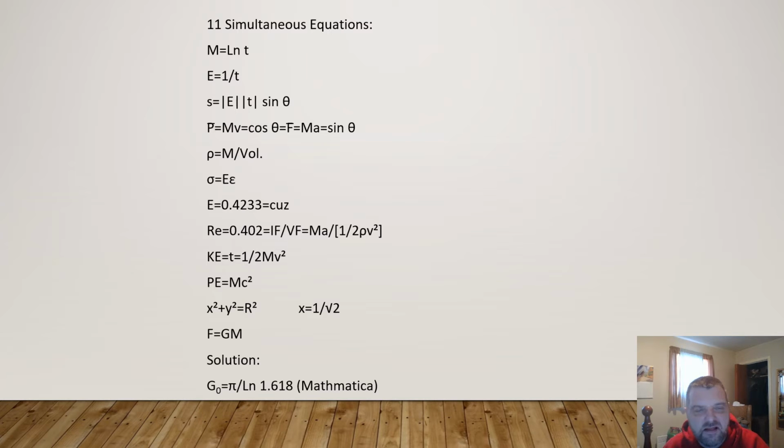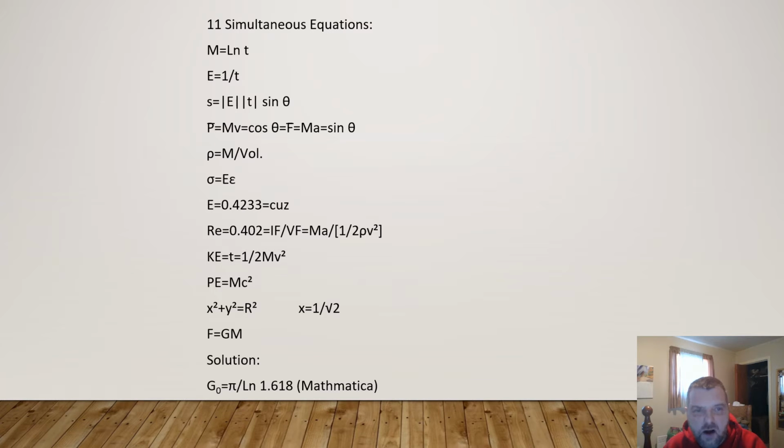Probably the most important, well, the two most important ones are at the top. The mass is equal to the ln of t, and then E is equal to 1 over t. And the cross product of energy and time gives you space. So space is equal to the magnitude of E times the magnitude of t times sine theta. And the momentum, P, is equal to mv equals cos theta, which equals force equals ma equals sine theta. So cosine equals sine, as we've seen before.